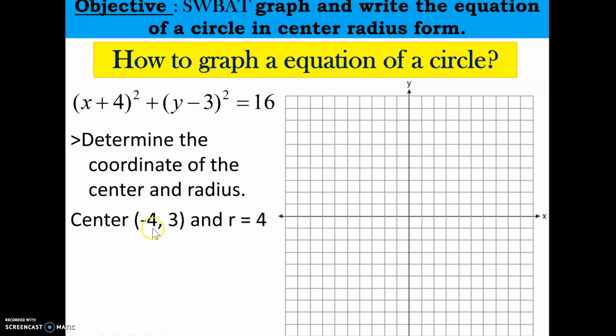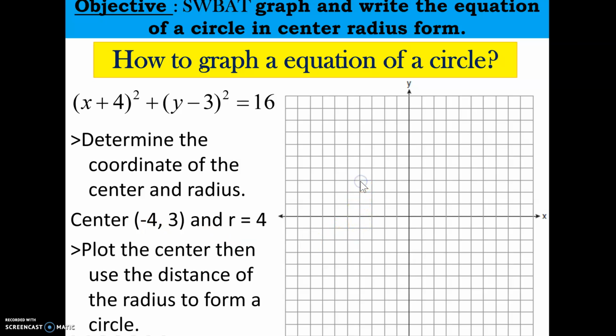Now you're going to plot the center, which is at negative 4, 3, which is going to be in the second quadrant. So you put the coordinate of the center first, and then since the radius is 4 units on the coordinate axis, it's best to count horizontally and vertically 4 units. So there's going to be 4 units this way, above, left, and bottom, and then put the points there, and then just draw a nice circle that will go through those 4 points. So that's how we graph the equation of a circle.